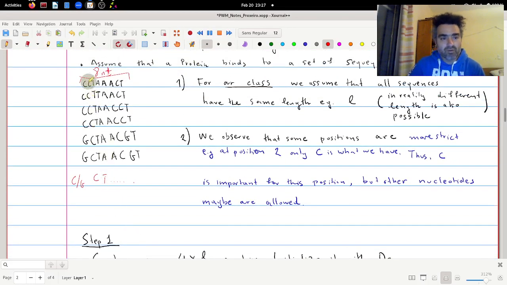But even in position 2, where in our sample of DNA sequences we have only one letter, it might be that some other letter is allowed, but we haven't found it in our sample. So we must be a little bit more flexible here, but still we must give a high weight, as you will see later on, to C instead of any other letter. Okay, so these are some observations, and now we want to somehow represent this in another way.